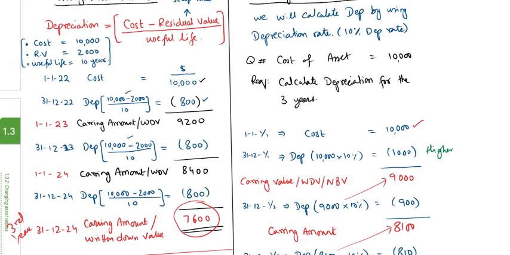And if the usage of the asset is even throughout the lifespan of the asset, then it will be better to use the straight line method because the usage is even. So for equal depreciation, we will use the straight line method. Here is the reason why we select the straight line or the reducing balance method.